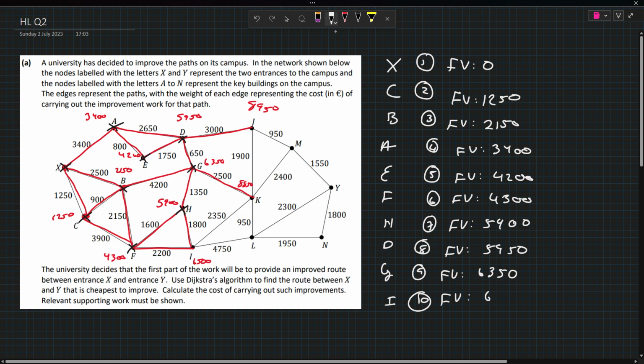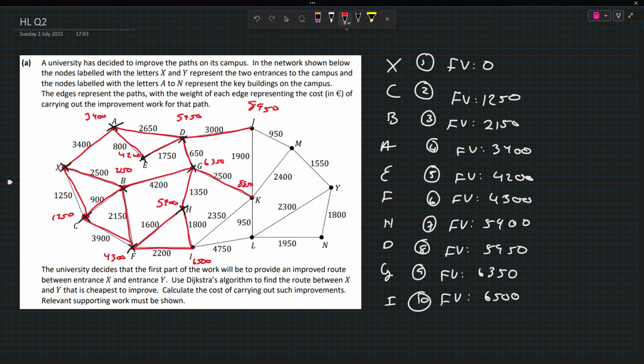Final value of 6,500. So from I we can go to L for 4,750, which is 11,250. Or you can head to K, which is 8,850. So both of these are actually the same. So it doesn't matter which way we go, but the value is still 8,850, and we're going to mark off I.